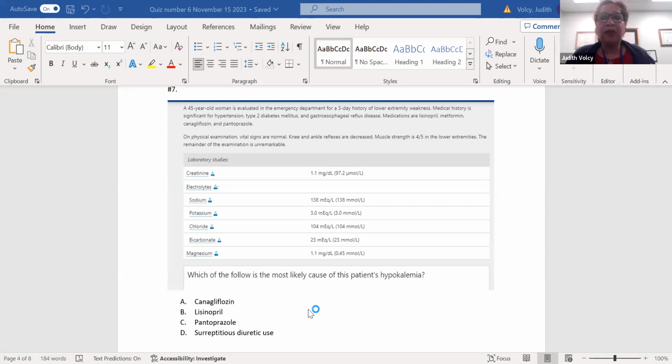So there's a problem that's going around because pantoprazole and all these proton pump inhibitor class of medications are over the counter. So people are buying them and taking them long term, and they're having these side effects.